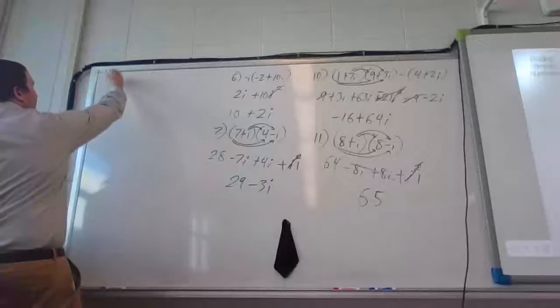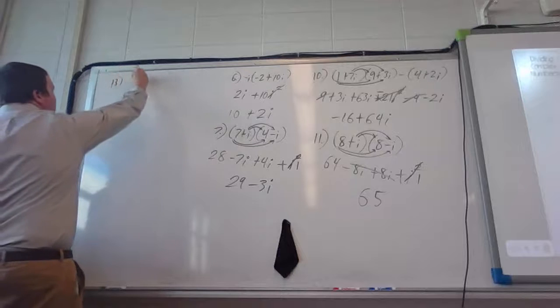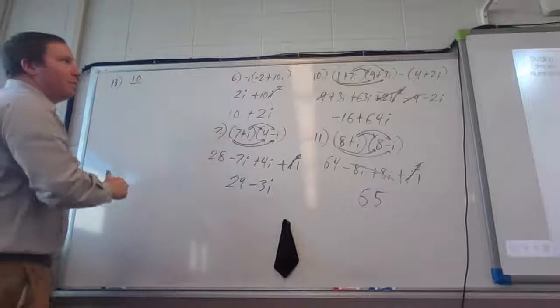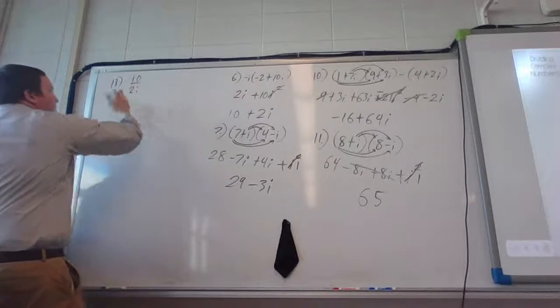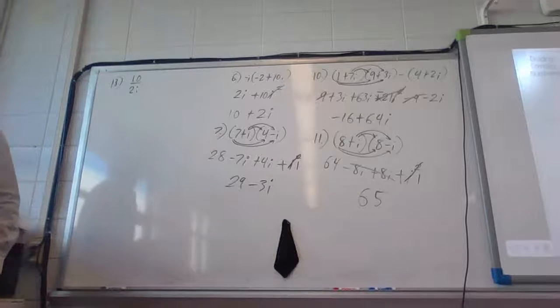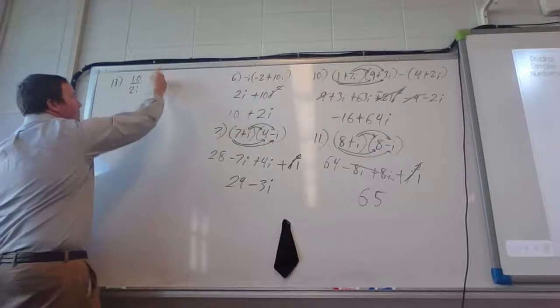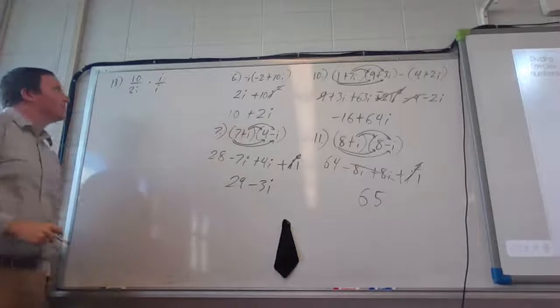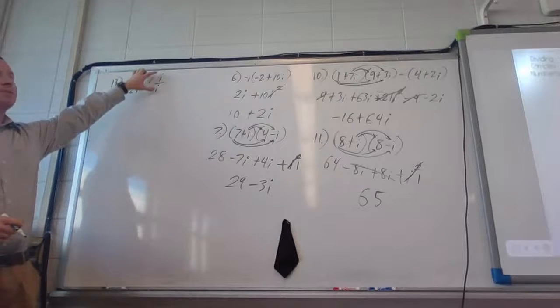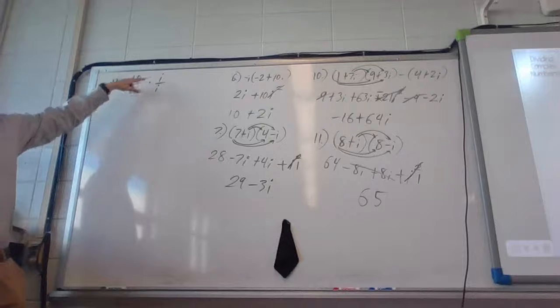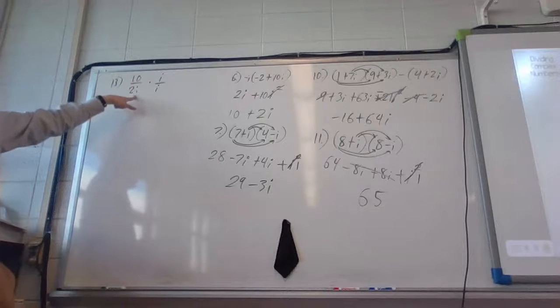We're going to multiply essentially by 1. So in this case, we have 10 over 2i. In order to get rid of the i in the denominator, we want to multiply by i over i. Any number divided by itself is 1, so we're essentially multiplying by 1. And by doing that, we're going to be able to eliminate the i in the denominator.